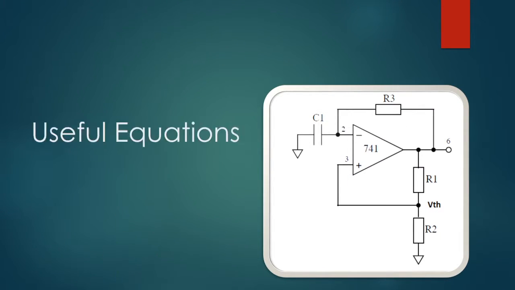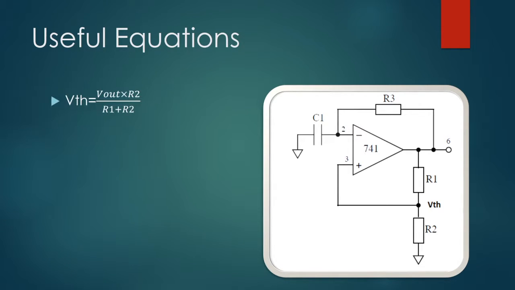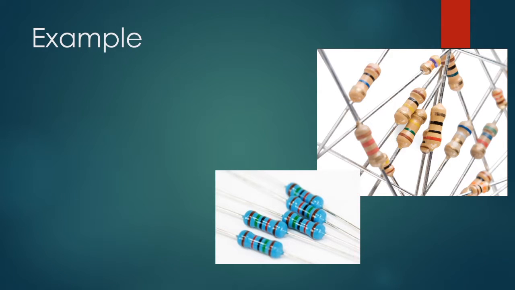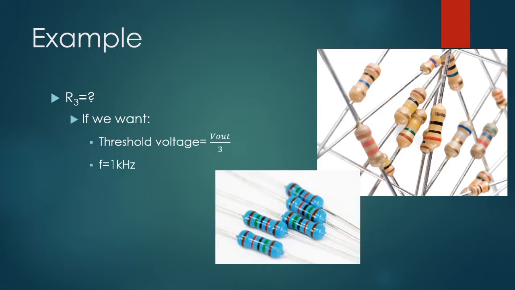At our right, we have the circuit. As we can see, we must find the value of each component. We use these 3 useful equations. Let's make an example. If we want threshold voltage to be 1/3 of voltage output and we want frequency to be at 1 kHz with capacitance of 0.1 microfarad, what is the value of the resistance free?